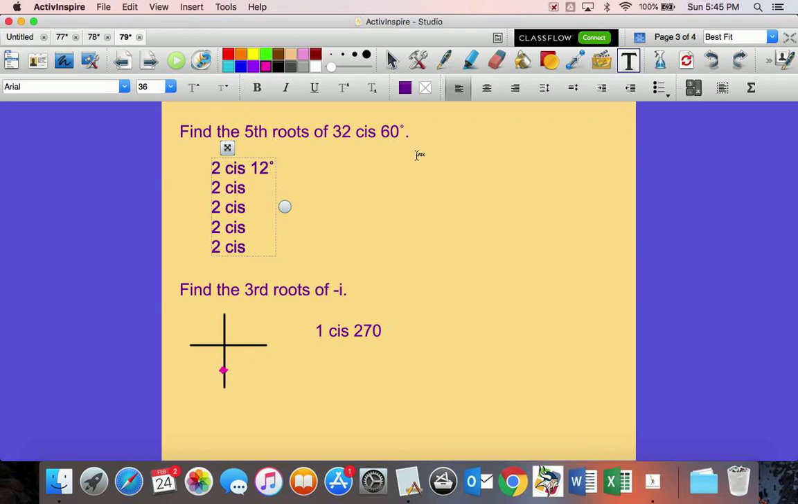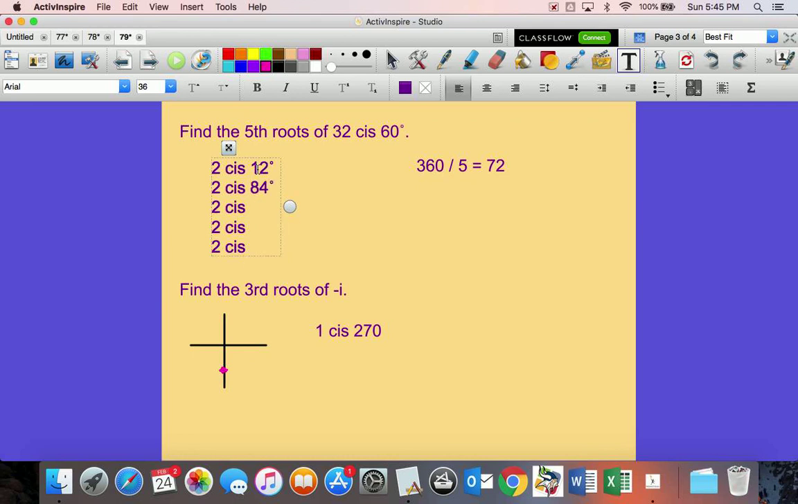So what we have to do is figure out how many degrees we're going to add to each one of these. Well, there are 360 degrees in a circle. We need to divide that by 5 because we're looking for 5 roots, and when we do that, we get 72 degrees. What we do with that 72 is add it to the original. So 12 plus 72 gives us 84 degrees.